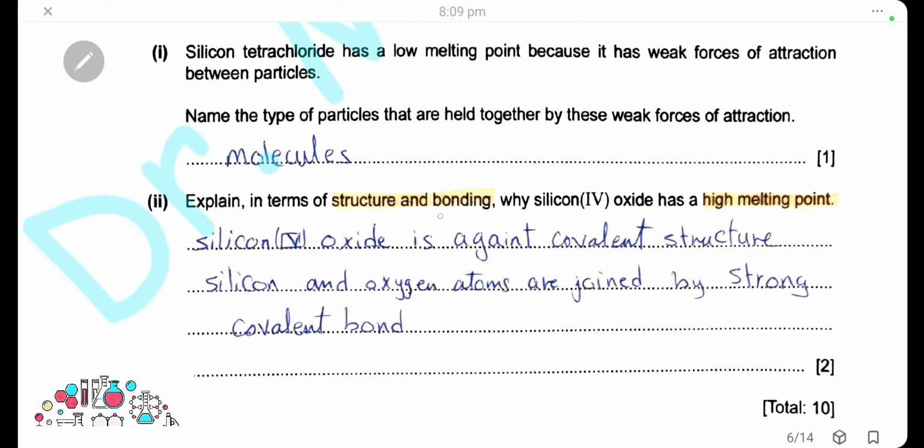In terms of structure and bonding, why does silicon 4 oxide have a high melting point? Silicon 4 oxide is a giant covalent structure where silicon and oxygen atoms are joined by very strong covalent bonds, which of course need high energy to break.